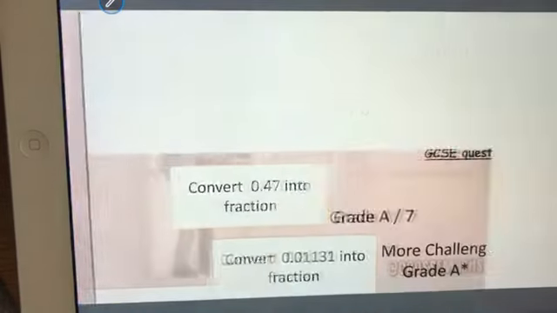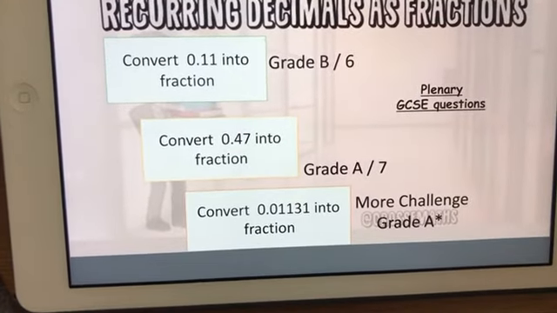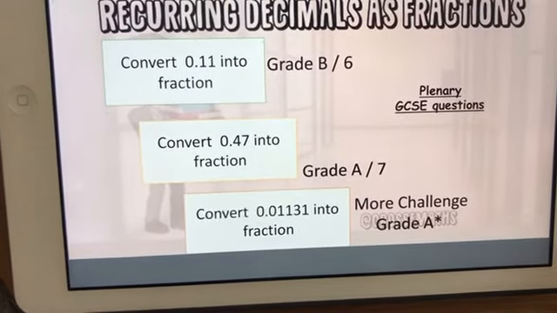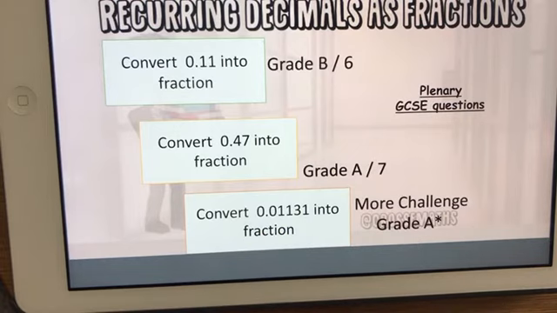Right guys, cool, the plenary. Now, have a go at one of these, okay? I'd like you to pick one, ignore the stuff at the top. I'd like you to pick one of these boxes to have a go at. I'm going to go through all three of them. Again, it's up to you which one you do. The one at the bottom is more challenging. Okay, have a go at one of them, please.